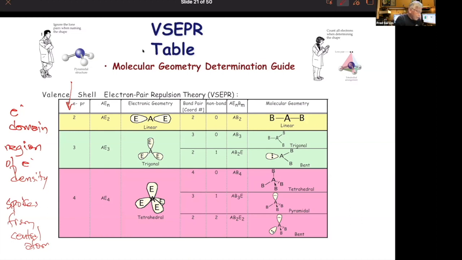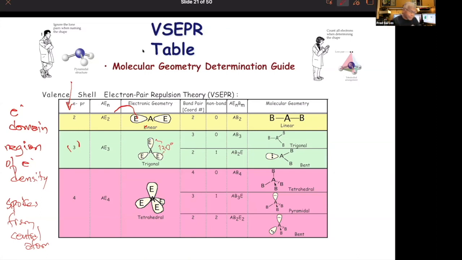Okay, so whenever you have 2 regions coming out, the electronic geometry is always linear, and the electronic designation is AE2. E stands for lone pairs or regions of electron density. There's 2 regions of electron density, AE2. The skeleton is going to be linear. When there's 3 regions of electron density, we call it AE3. And the best way to keep those regions as far apart as possible is trigonal planar. These things are 120 degrees apart.